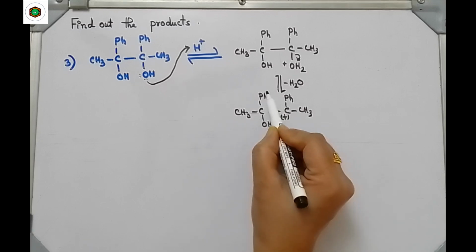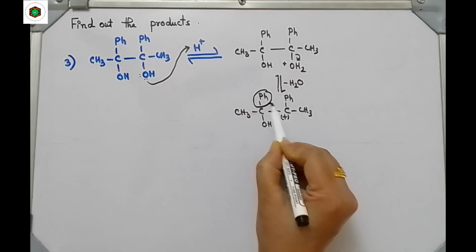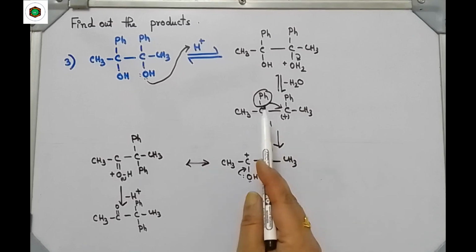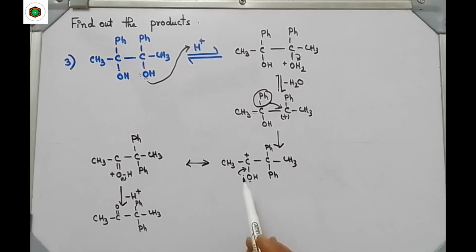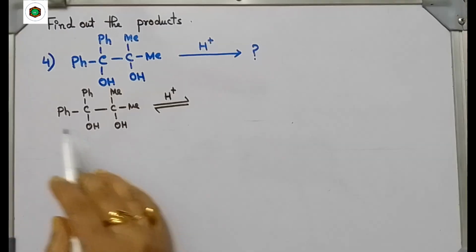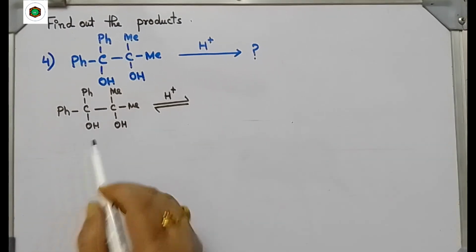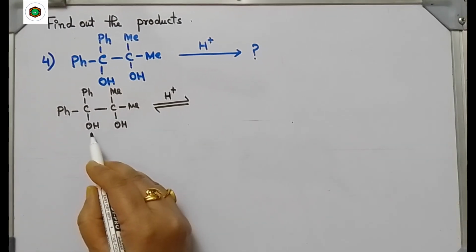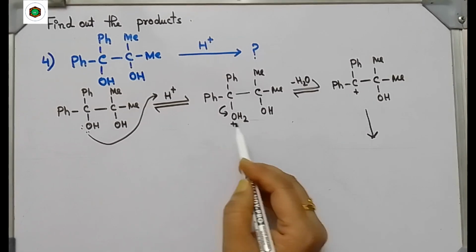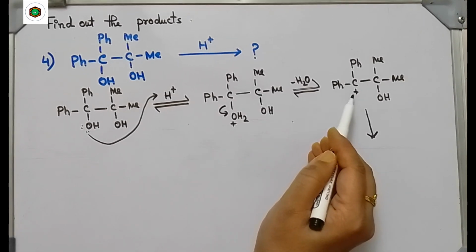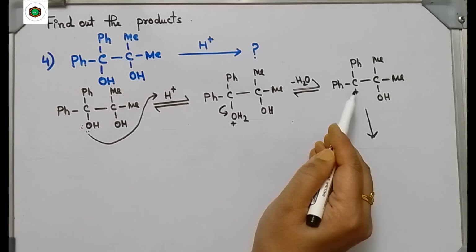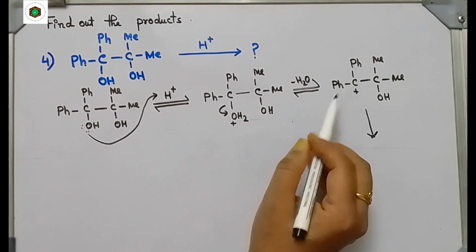So the phenyl group with its bonding electron will migrate here. After migration of this we will get this carbocation. This is the more resonance stabilized structure. By removal of H plus we will get this ketone. So this is your product. Now see, for this example, this OH will be protonated. By removal of water we will get this carbocation. This carbocation is stabilized by resonance with two benzene rings.